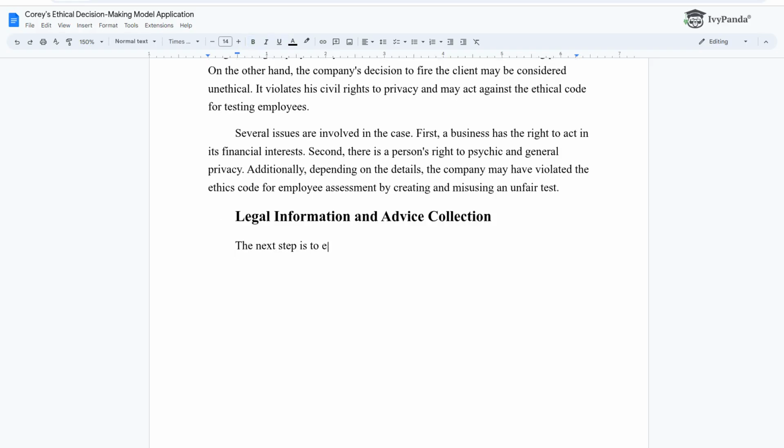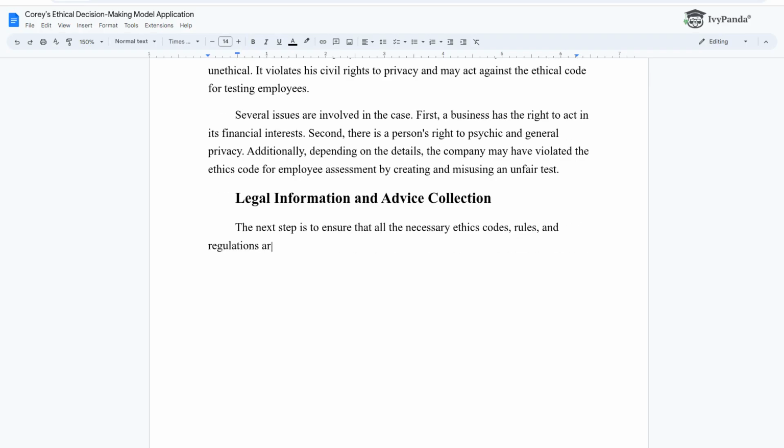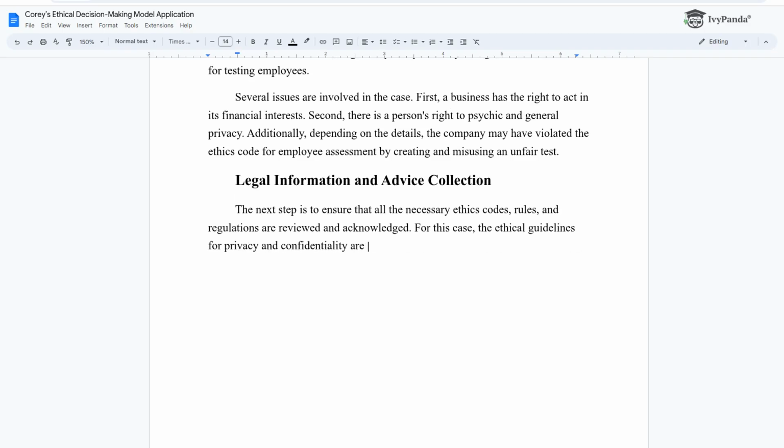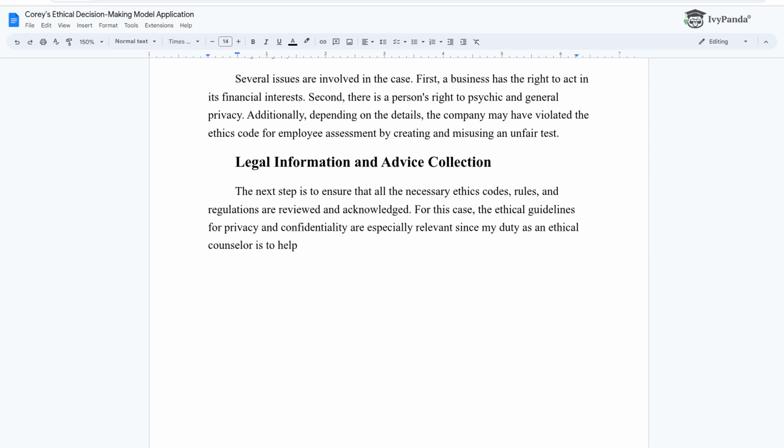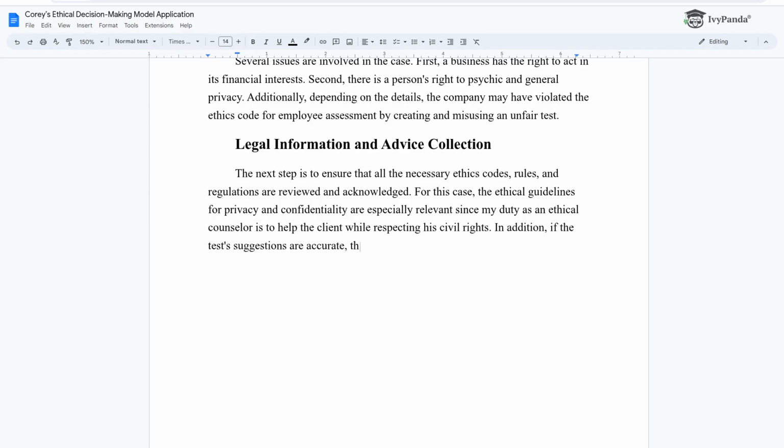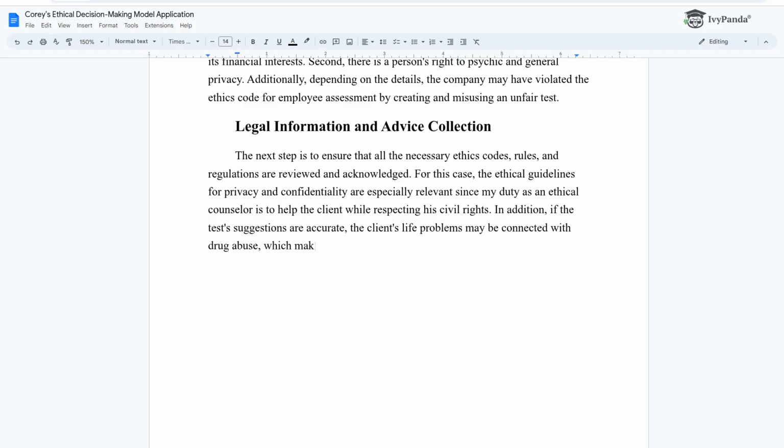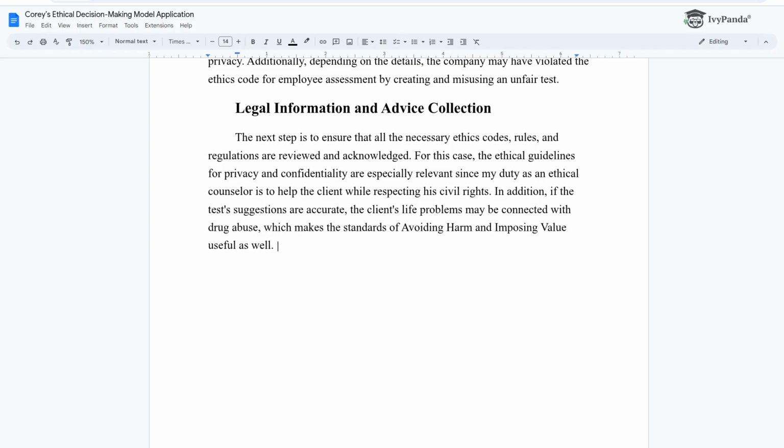Legal information and advice collection. The next step is to ensure that all the necessary ethics codes, rules, and regulations are reviewed and acknowledged. For this case, the ethical guidelines for privacy and confidentiality are especially relevant since my duty as an ethical counselor is to help the client while respecting his civil rights. In addition, if the test suggestions are accurate, the client's life problems may be connected with drug abuse, which makes the standards of avoiding harm and imposing value useful as well.